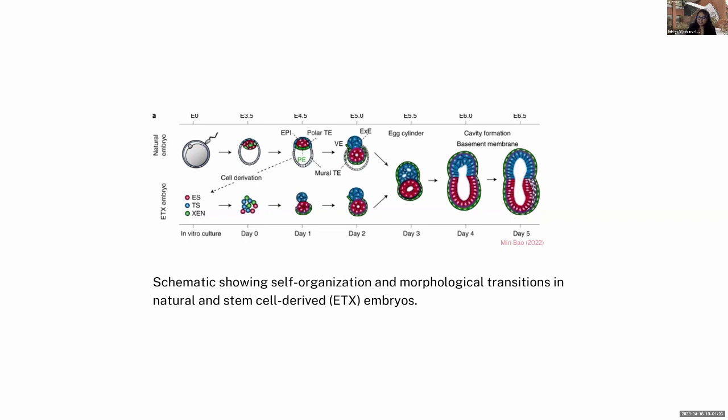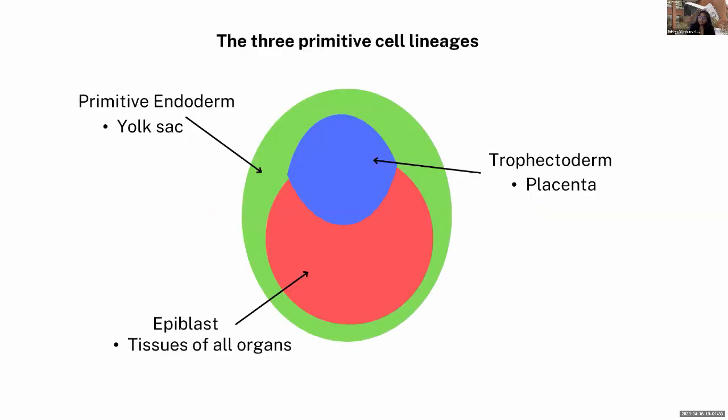The early developmental stages of the human embryo are self-organized and conserved. The cells are differentiated into 3 lineages from the start: the trophectoderm that will make the placenta from the outer cell mass, the primitive endoderm that will make the yolk sac, and the epiblast that will make all of the tissues of the future body from the inner cell mass.